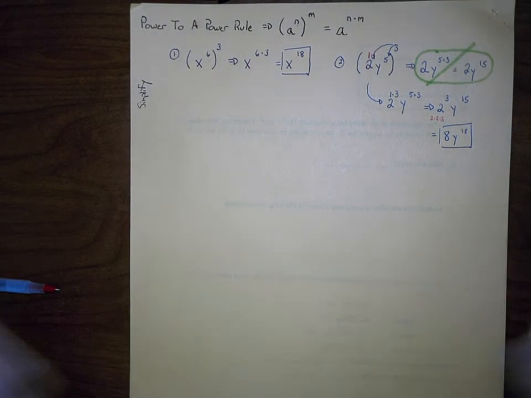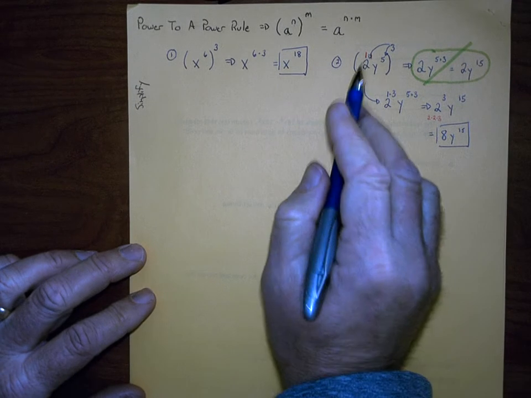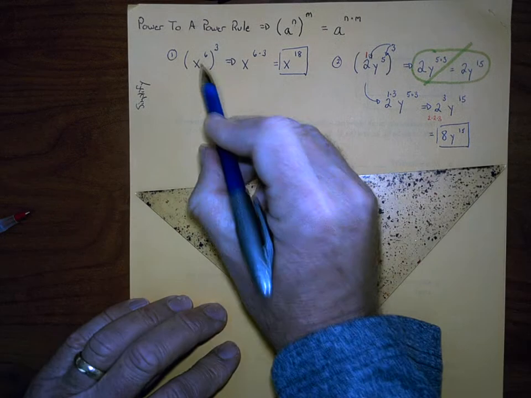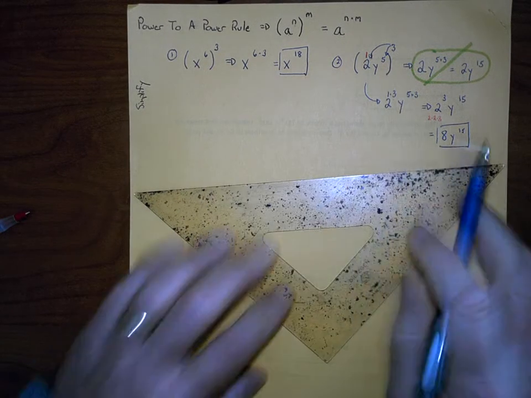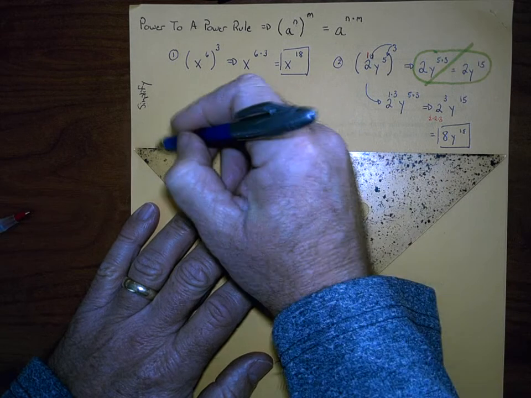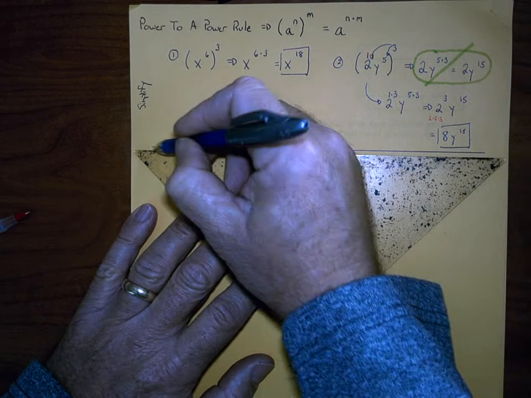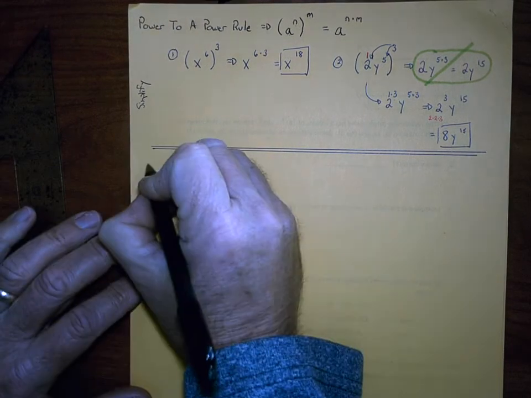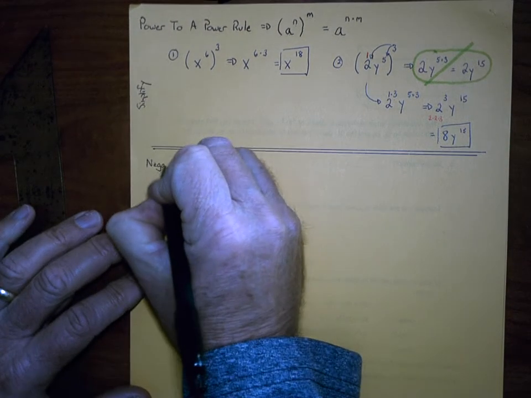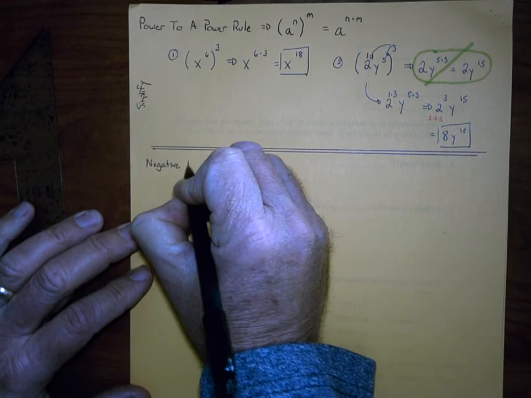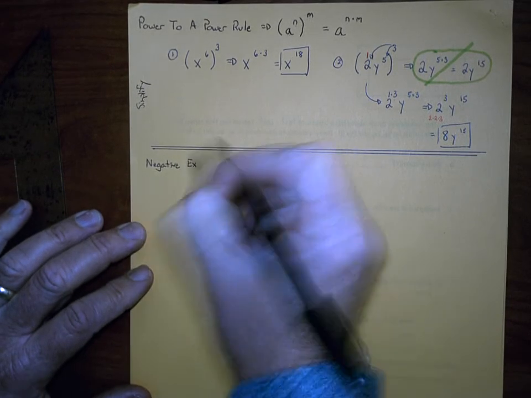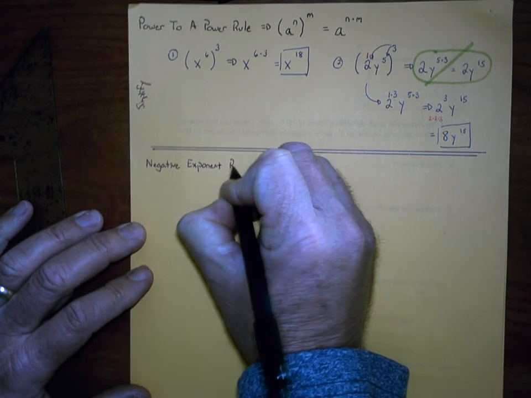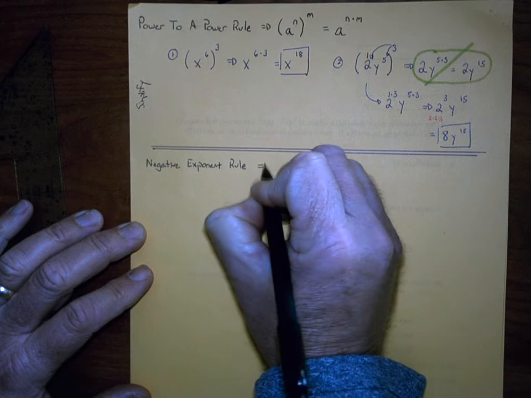I don't think we need to do a third example of that one, because most of the examples that you're going to see will involve either just basic ones or ones that have a coefficient. And this brings us to our last rule, which is called the negative exponent rule. You need to know what to do when you end up with a simplified expression that has negative exponents in it. Let me tell you what the rule is first, and then give you the idea of how to do it.